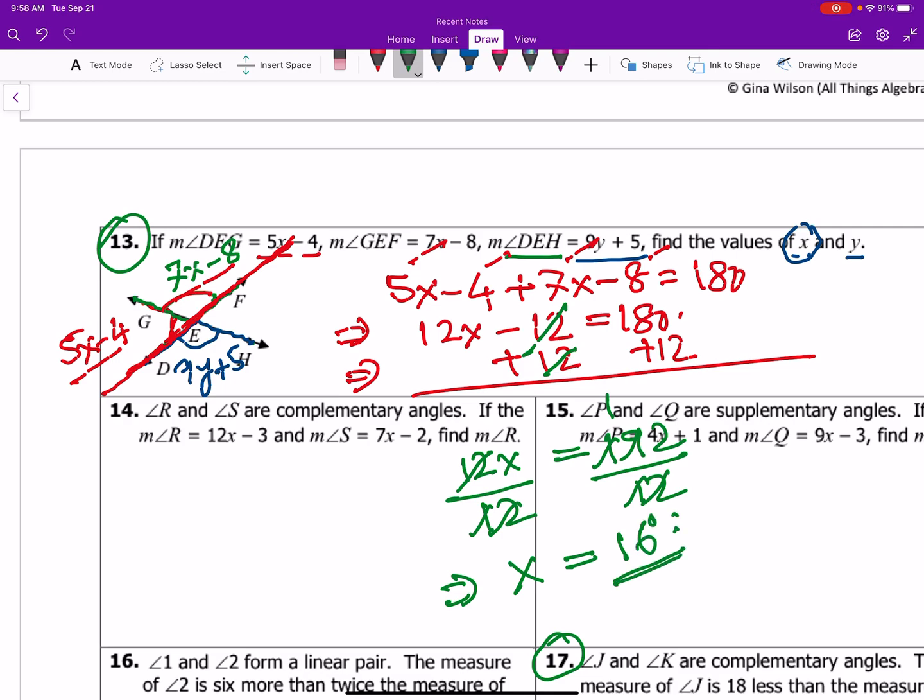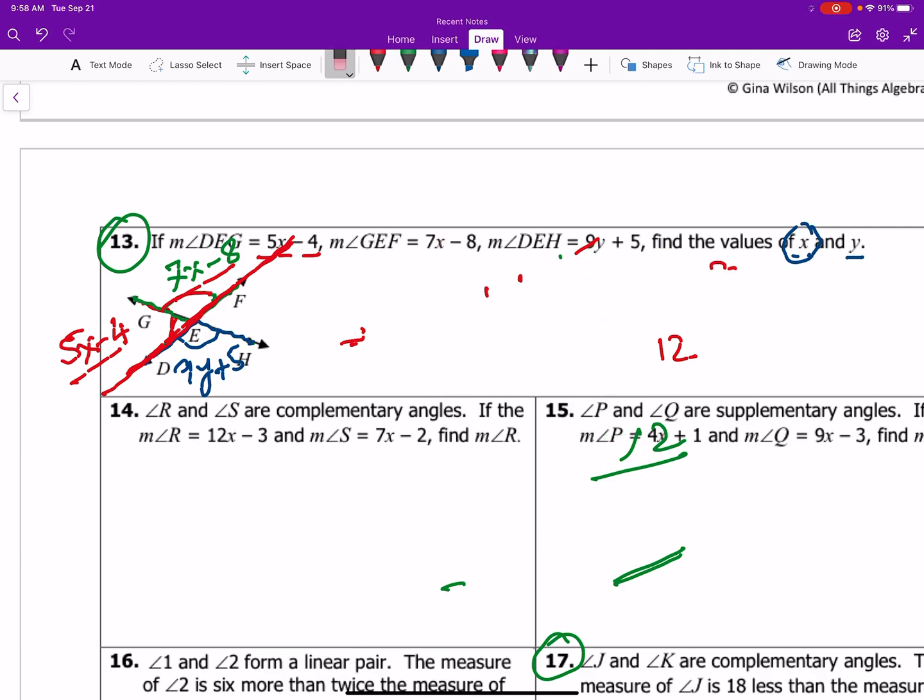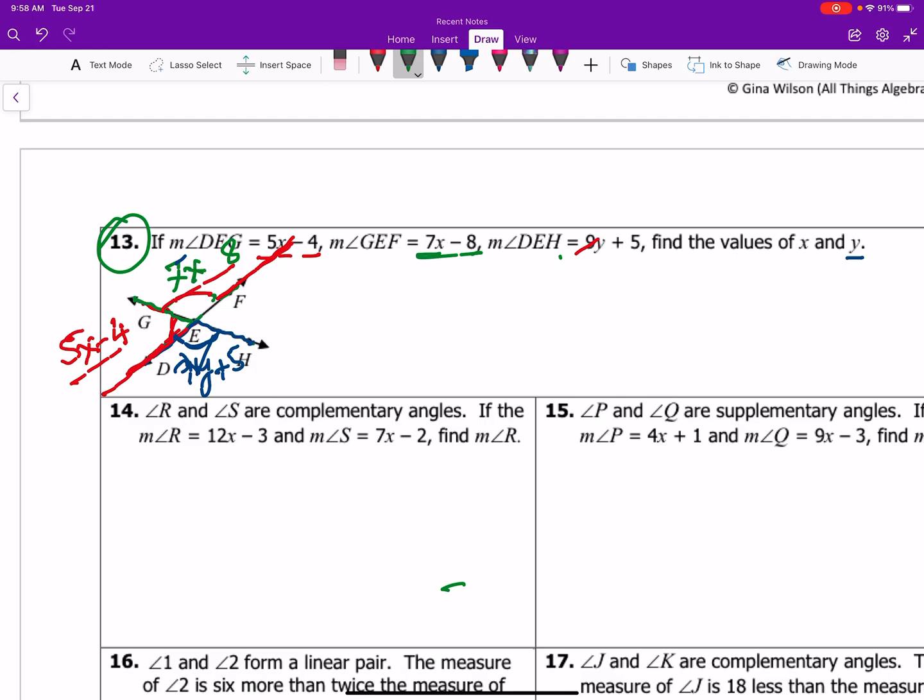Now we need to find y. How can I relate y with x? Where is your y? Your y is here. They are across from each other, so they are vertical angles. That means 7x minus 8 equals your 9y plus 5.